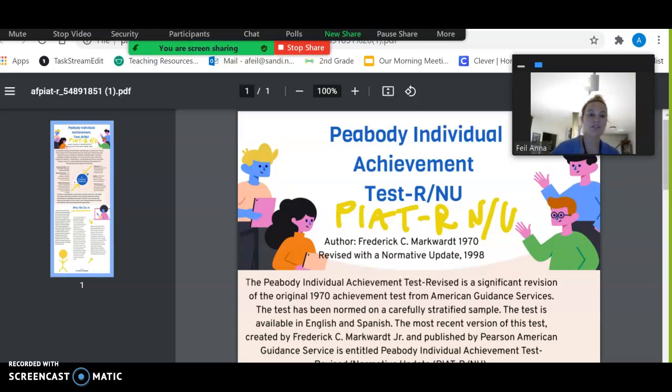It was first published in 1970. The author is Frederick C. Marquardt. It had a revision. It was revised with a normative update in 1998. It is an individually administered test.